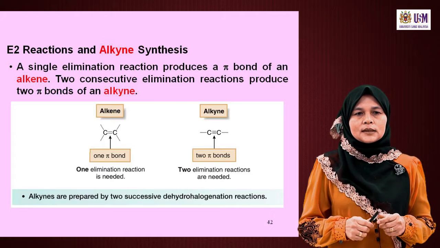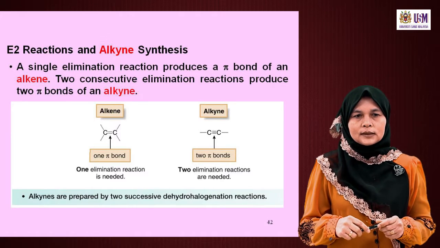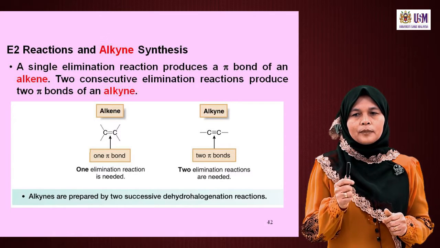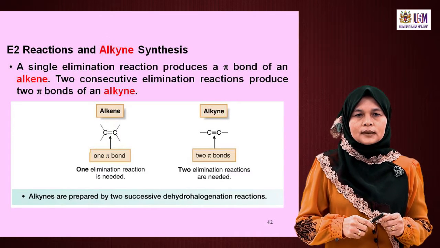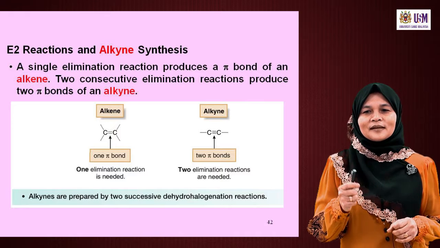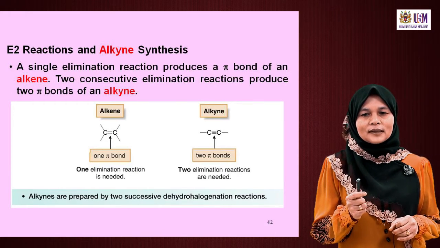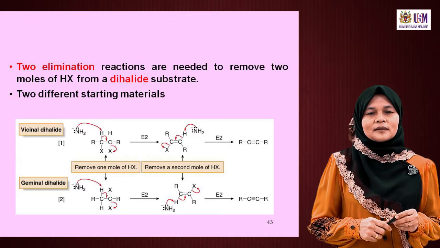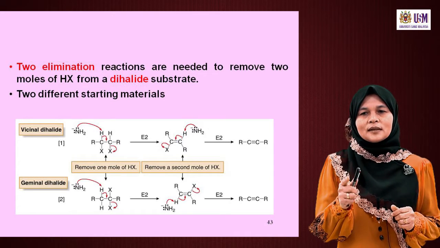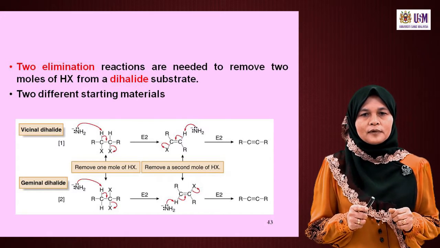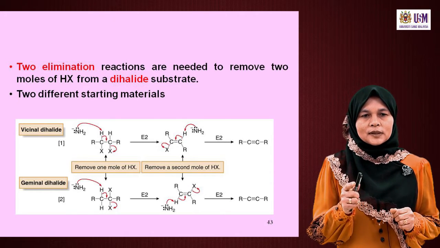Alkene synthesis in E2 reaction. A single elimination reaction produces a pi bond of an alkene. Two elimination reactions produce two pi bonds of an alkyne. Two elimination reactions are needed to remove 2 moles of HX from a dihalide substrate.